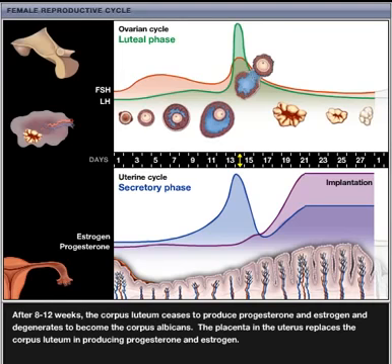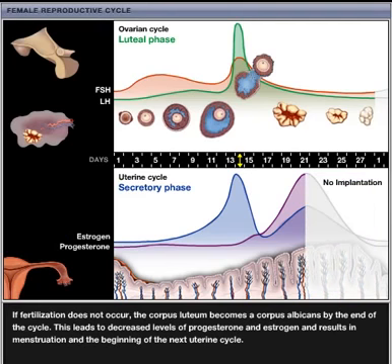After 8 to 12 weeks, the corpus luteum ceases to produce progesterone and estrogen and degenerates to become the corpus albicans. The placenta in the uterus replaces the corpus luteum in producing progesterone and estrogen.